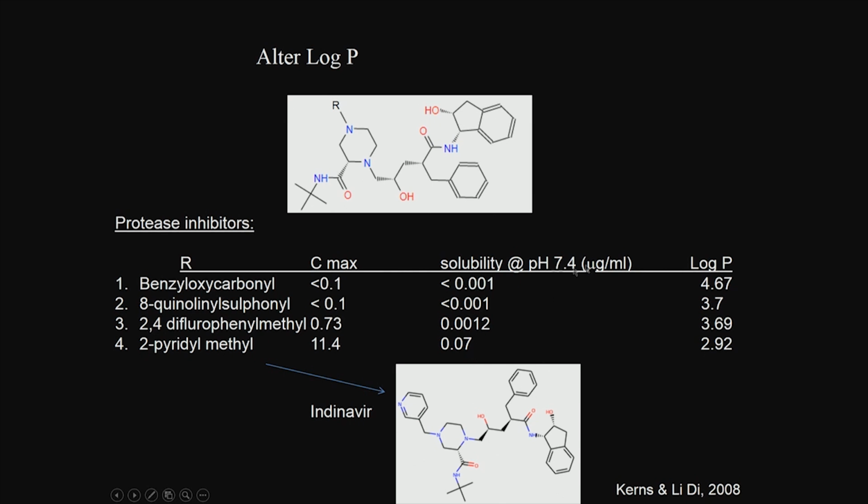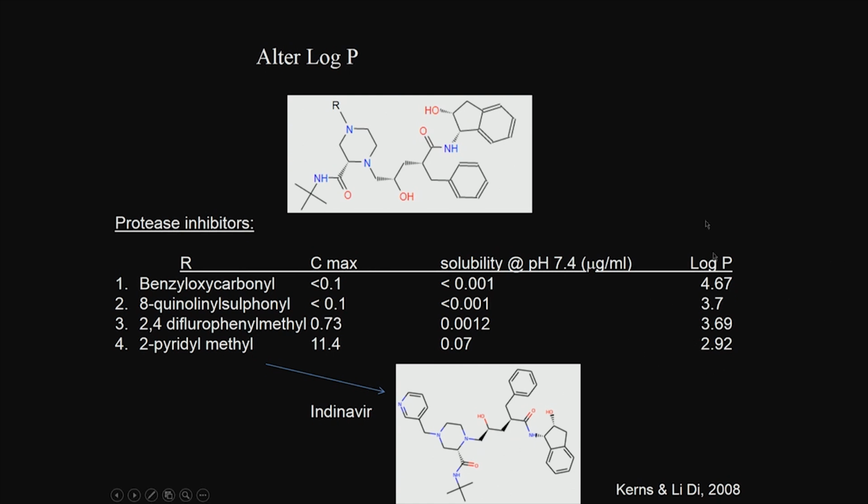You can see at 7.4, that is in the blood. This is indinavir protease inhibitor. This is taken from this particular reference. It is very interesting. So, as we keep changing the R group here and make it more hydrophilic or reduce log P from this value right down to this value, the solubility also increases, as you can see, from 0.001 microgram per ml at plasma to 0.07. So, a big increase. So, altering log P or making it hydrophilic will improve solubility.